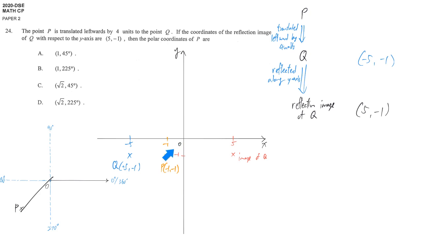So now the problem is how long is OP. We want to know the distance. It's easy to get the distance in the rectangular system here. Go left by 1 and then go down by 1. So by Pythagoras' theorem, OP is equal to square root of 1 squared plus 1 squared, square root 2. So we should have square root 2 here. Therefore, A and B are not your choice.